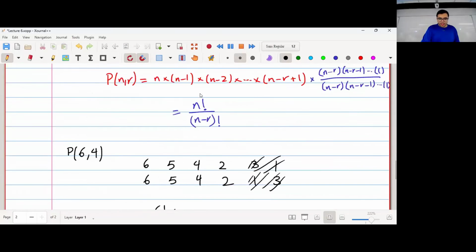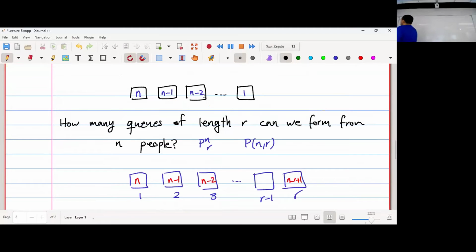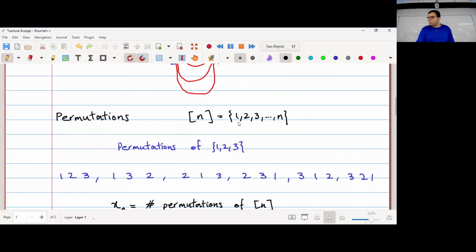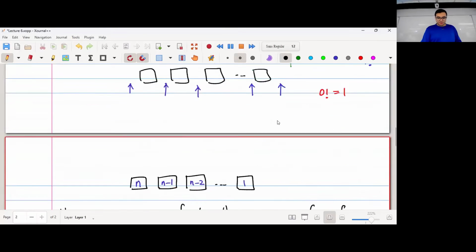Now, here's the thing. When we're talking about permutations, we're talking about distinct items. So I was saying I have permutations of the numbers from 1 to n. And of course, these numbers are all different, right? And also, when I was talking about humans, I assume that you're all unique individuals, so all the humans are different, right? But what happens if some of my items are not different?